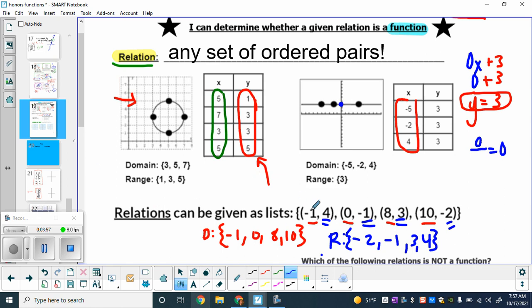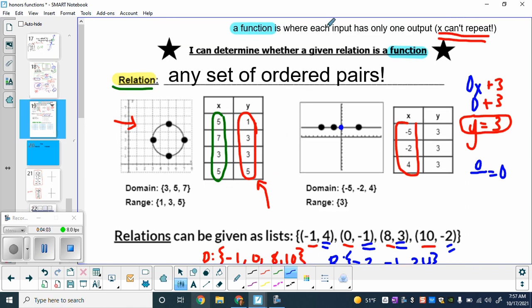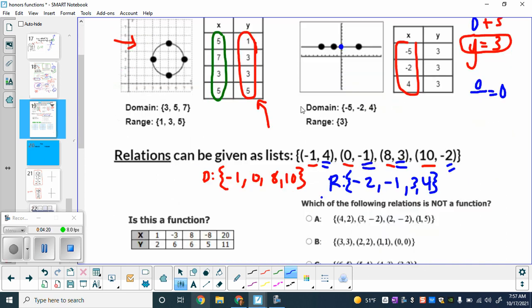So a relation, y'all, is just any set of ordered pairs, and it doesn't really matter what it looks like, okay? Now, if the ordered pairs pass this test where the x's don't repeat, then we get to call it a function. And every single thing that we've actually looked at so far in this unit has been a function. So today I'm going to show you guys what some non-functions look like so that you can see, oh yeah, we have definitely been dealing with functions so far in this unit.